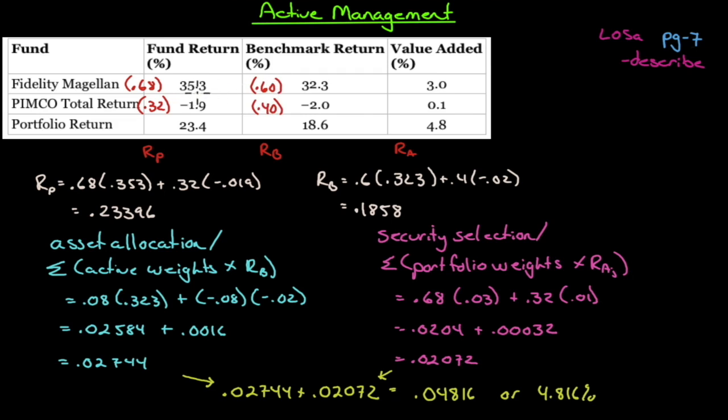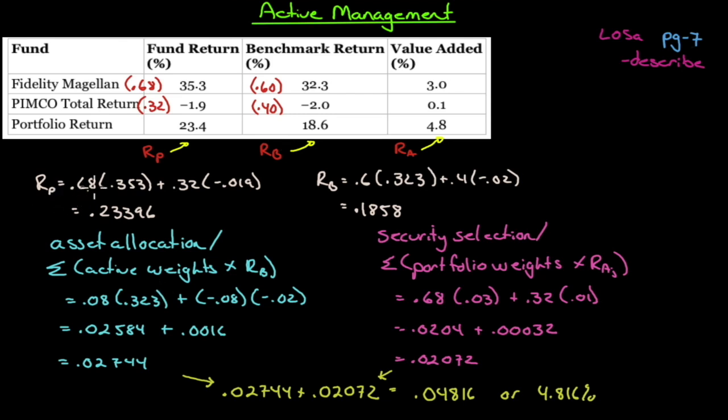Return 35.3 versus 32.3 and negative 1.9 versus negative 2. Value added for each one. This outperformed by 3. This lost 1.9 versus losing 2, so it was 0.1 better. Total value added, which is RA. This number over here is RA, is 4.8%. There's the return on the benchmark, and there's return on the portfolio. Let's verify that because these numbers are rounded off, and I don't want to round off to prove something in the end here.